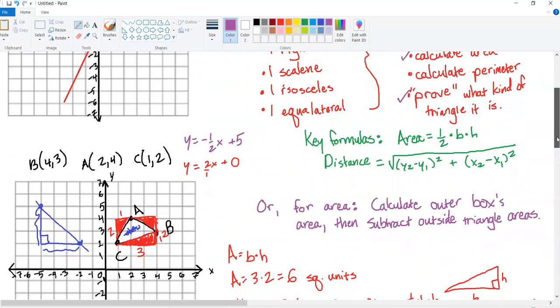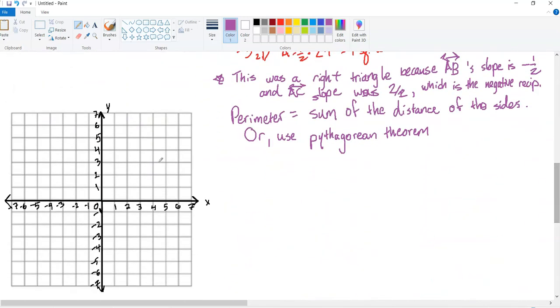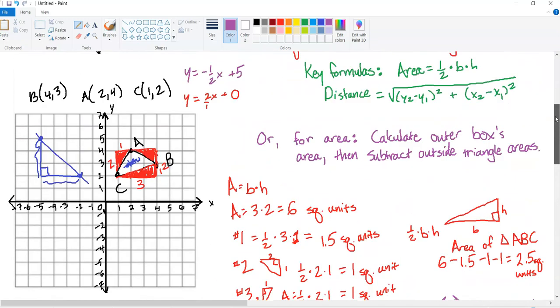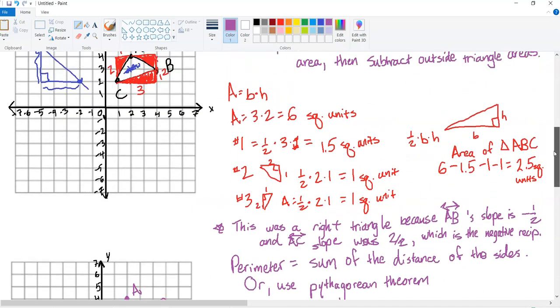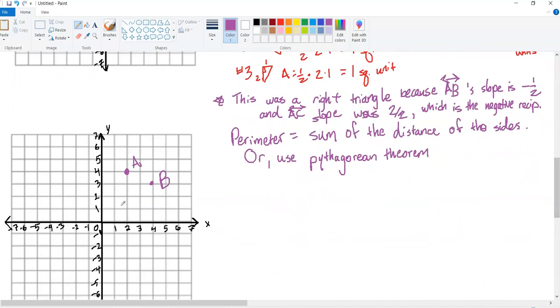Again, it'll help for me to regraph this. So let me take a second. We have A at 2, 4. B was at 4, 3. And C was at 1, 2. All right.